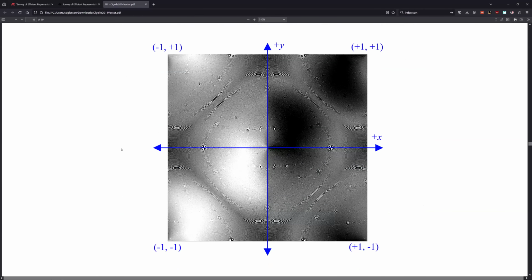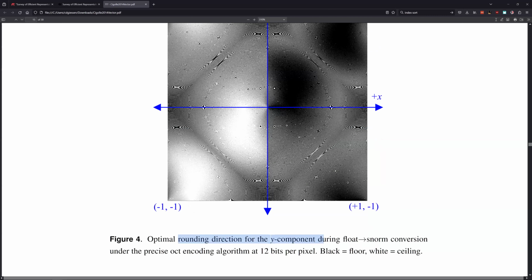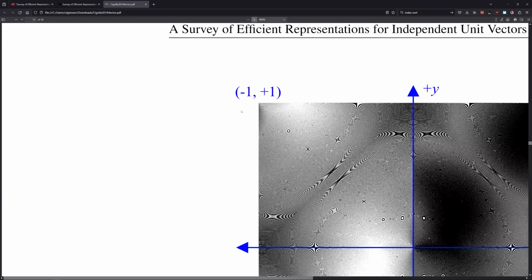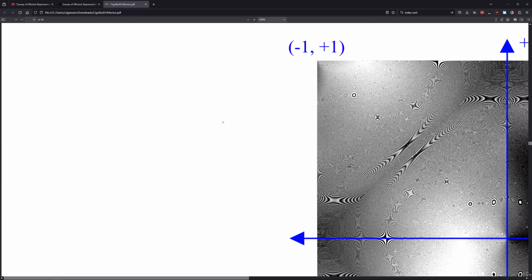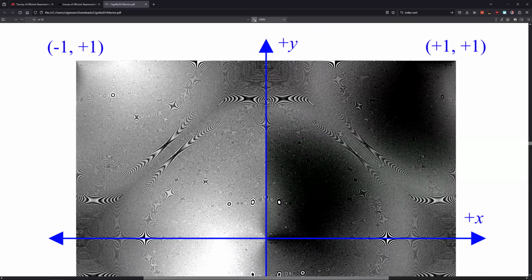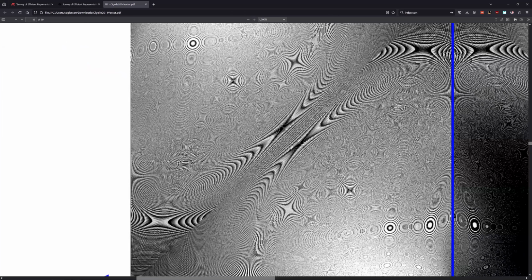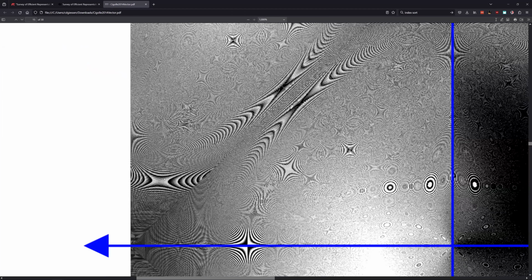Ooh. Optimal rounding direction for the Y component during float to decimal conversion at 12 bits per pixel. Black is floor, white is ceiling. So wait, how detailed is this image? Are these gray at all, or are they just an extremely fine detailed dither pattern?